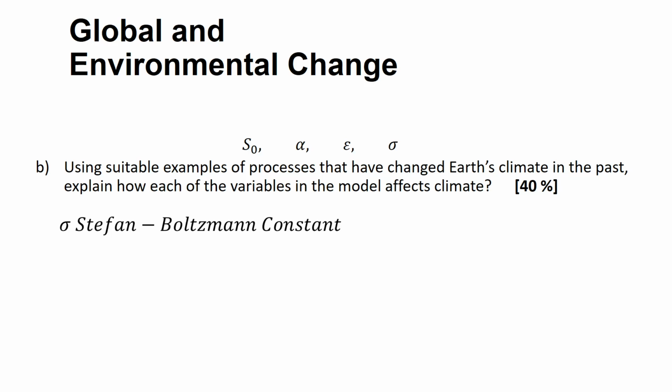So I think the Stefan-Boltzmann constant. Well, that's a constant. That doesn't change. So it might be worth mentioning that, but not really expanding on it any more than it's a constant. It's not going to change, therefore it doesn't affect climate. Some people wrote a little bit about temperature changing affecting climate, which is a little bit circular, because temperature is a part of the description of climate. So that wouldn't have got you too many marks.